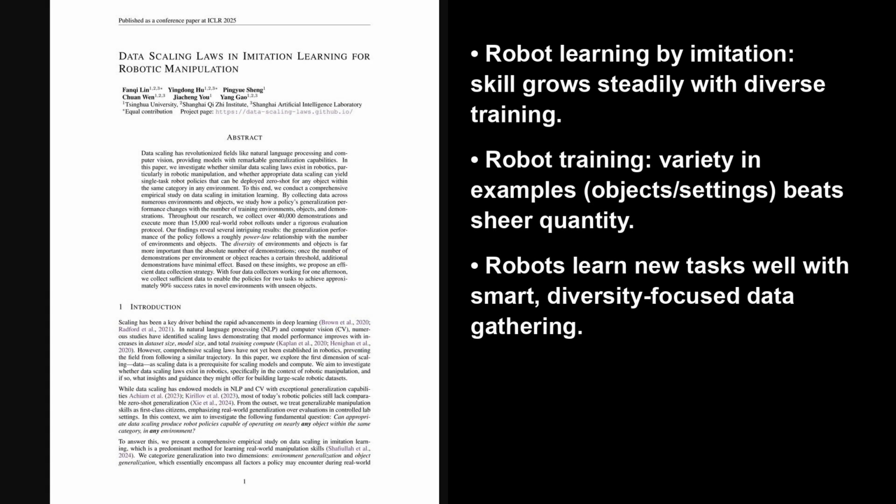So, looking at all these results, from the performance curves to those heat maps, it's clear this research offers some really practical insights. The big takeaway is that for robots learning by watching us, what we call imitation learning, variety is truly the spice of life. Focusing on diverse environments and objects, rather than just tons of repeat demonstrations, is far more effective for teaching robots to handle new situations. This means we can achieve impressive generalization with a smart, efficient approach to collecting data.